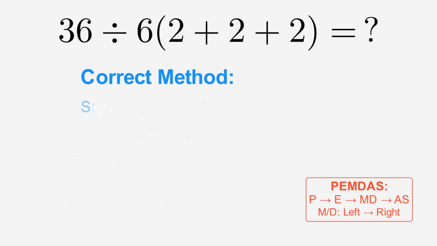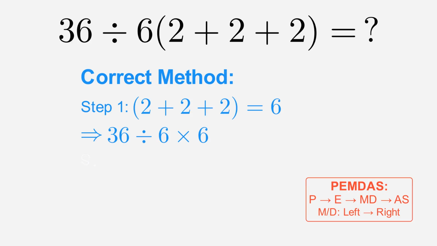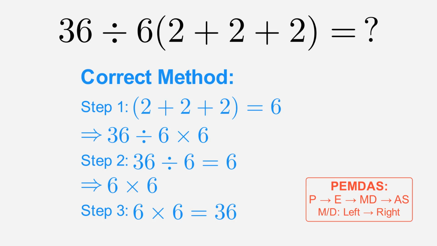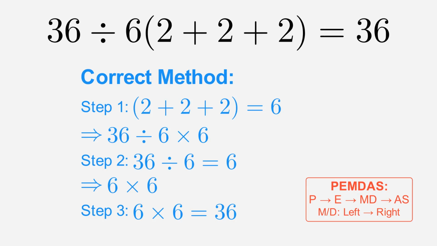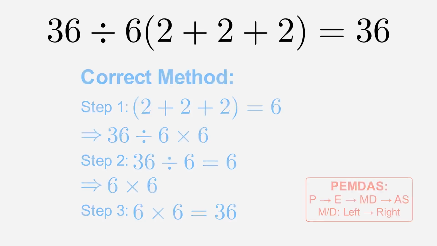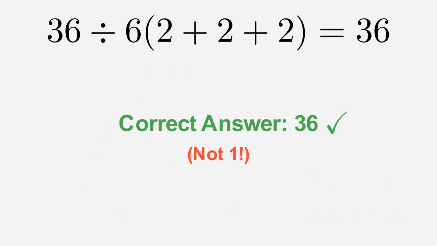2 plus 2 plus 2 equals 6. 36 divided by 6 equals 6. 6 times 6 equals 36. The answer is 36, not 1. This is the classic implied multiplication trap on steroids. You were off by 36 times because you thought that 6 belonged with the 6 in parentheses.